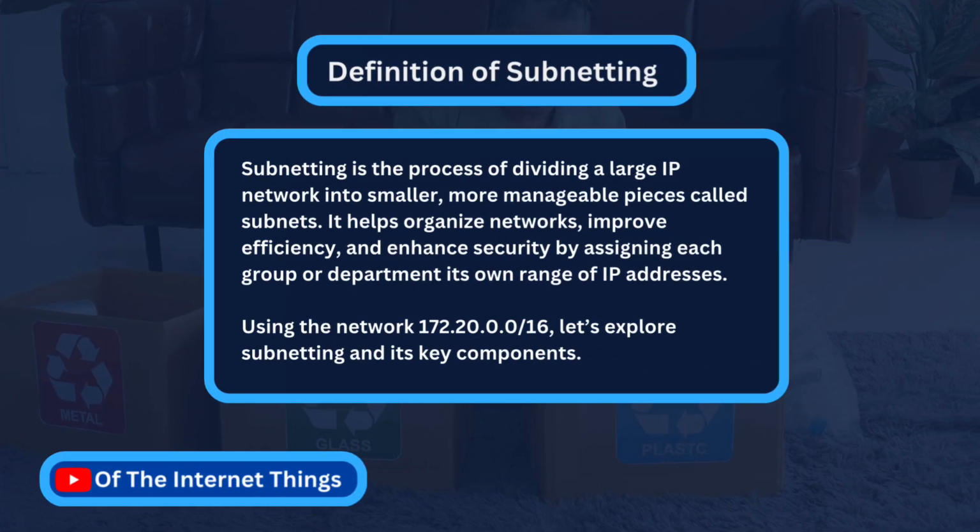Definition of subnetting. Subnetting is the process of dividing a large IP network into smaller, more manageable pieces called subnets. It helps organize networks, improve efficiency, and enhance security by assigning each group or department its own range of IP addresses. Using the network 172.20.0.0/16, let's explore subnetting and its key components.